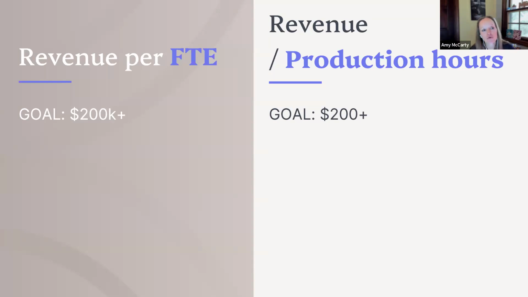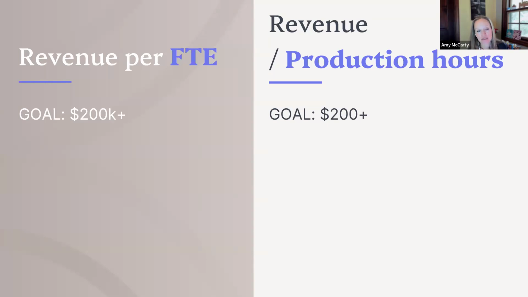And then revenue over production hours. So how much are we able to bill versus the time that it's taking us? This is in no way, shape, or form saying that you should bill by the hour, but this is using time data for those of you that track time to be able to analyze how much time are we spending compared to how much we're able to bill. And the goal there is 200, at least $200 an hour, right?